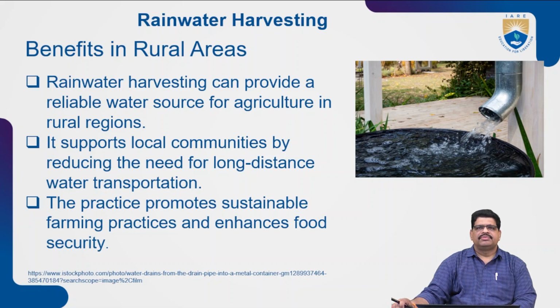Next, it promotes sustainable farming practices and enhances food security in village areas. Rural areas can reuse the water, and the groundwater level also increases, also enhancing food security and supporting agricultural purposes.